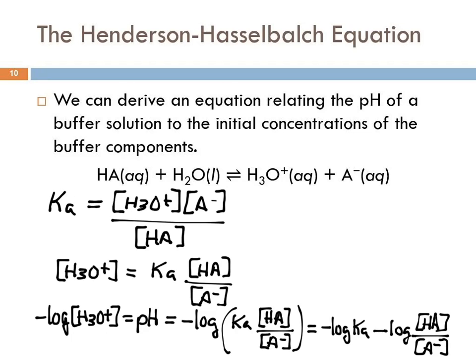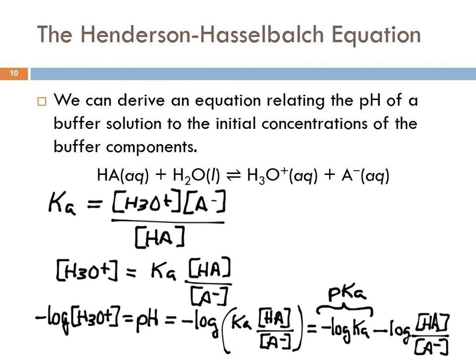Well, what does this equal? Negative log of Ka. That's the pKa. And then what we have left is negative log of this guy. Well, negatives can be messy. Could we change that into a plus log of something? Yeah, we can. If we invert this fraction, we can have plus log.